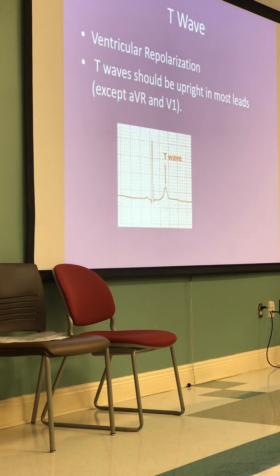T wave, ventricular repolarization. T wave should be upright in most leads, except aVR and V1. All we need to know right now is the normals. I'm not testing you on the abnormals, so I want you to know that the R wave should be elevated. I want you to know the length of the PR interval, the length of the QRS, and what the T wave indicates. We talked about what the P wave indicates already. Does that make sense? All I'm doing is making sure you know the normals.